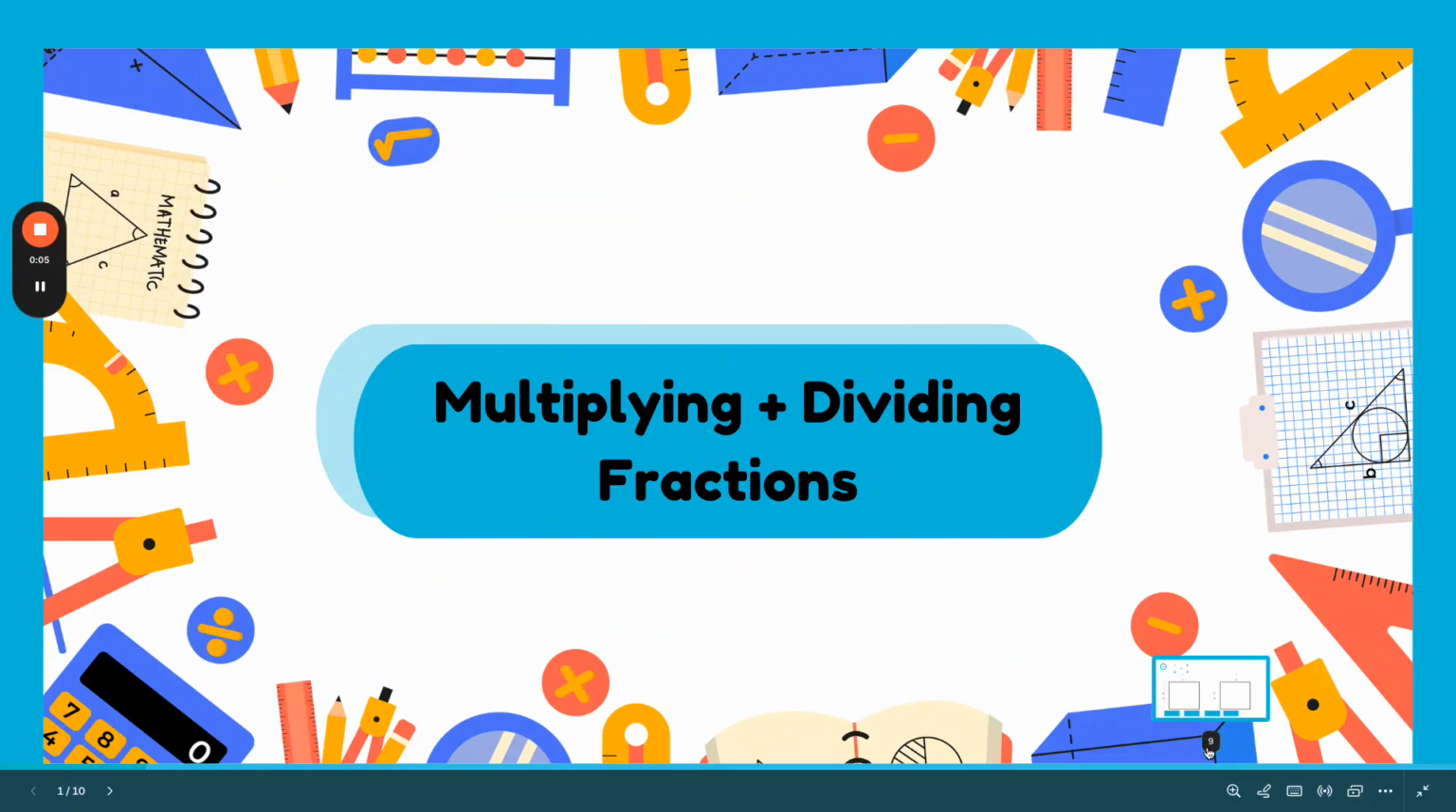Welcome back to Maths Mastery. In this lesson today, we'll be looking at how to multiply and divide fractions.